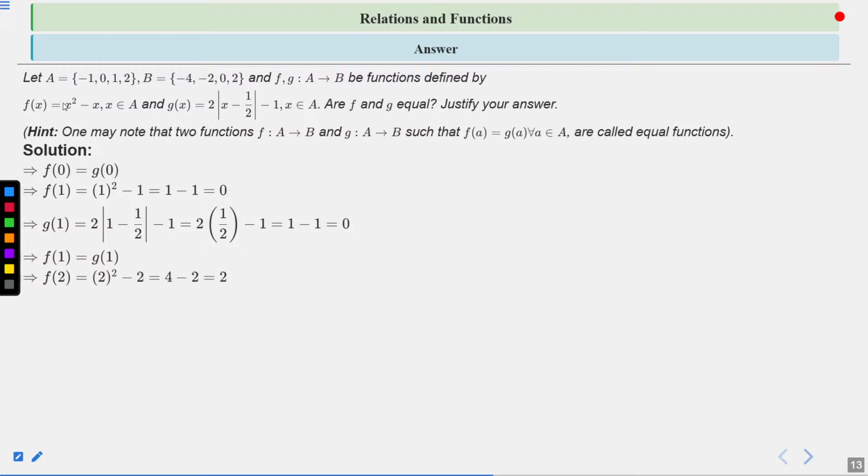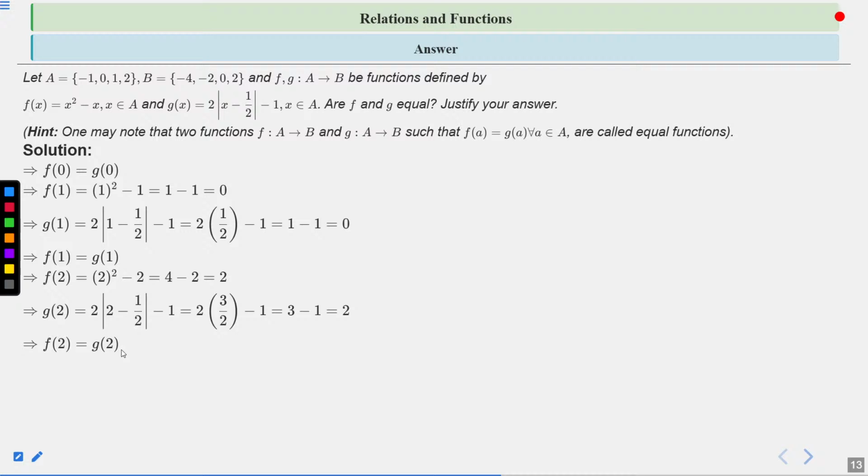Now there is one element left, 2. Let us check for f of 2. So f of 2 will be equal to 2 square minus 2, which is equal to 4 minus 2, right, which is equal to 2. Therefore g of 2 is equal to 2 times the absolute value of (2 minus 1 by 2), minus 1, which after solving we will get 2 times 3 by 2 minus 1, right, which after solving we will get 3 minus 1, which is equal to 2, right? So f of 2 is equal to 2 and g of 2 is equal to 2. Therefore f of 2 is equal to g of 2, right?